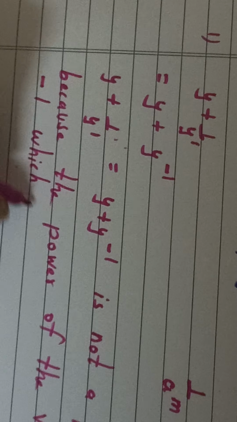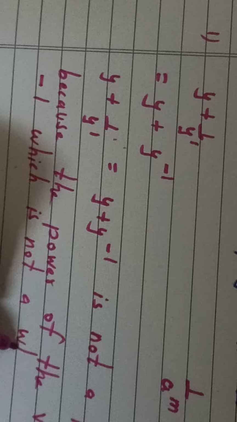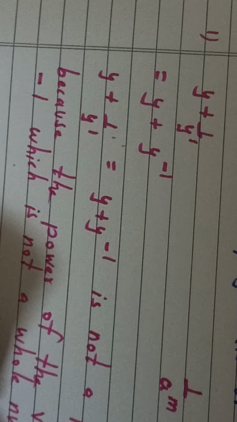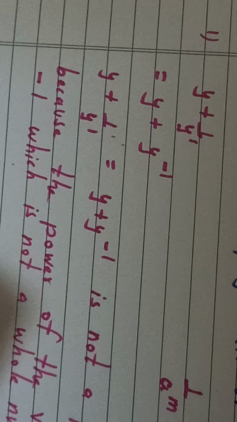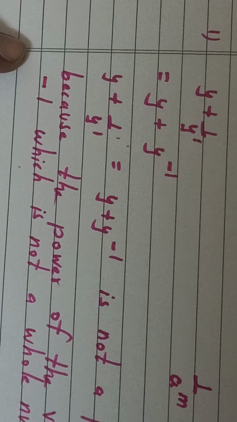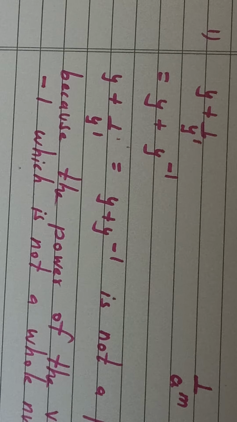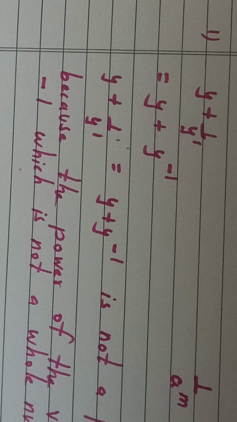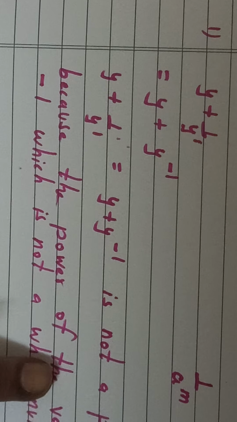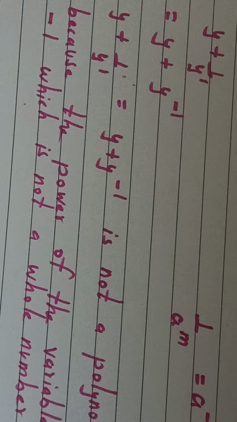which is not a whole number. We want the variable's power to be a whole number. So minus 1 is not a whole number, it's a negative integer. You can say positive integers also, it is fine, but we don't want a negative integer. So because the power of the variable y is minus 1 here, which is not a whole number.